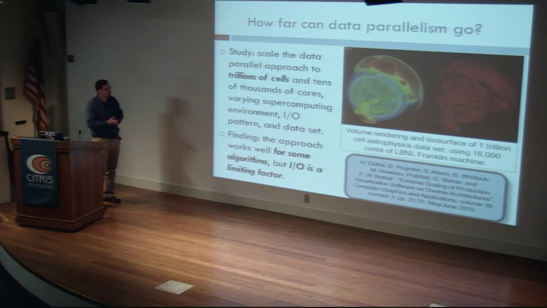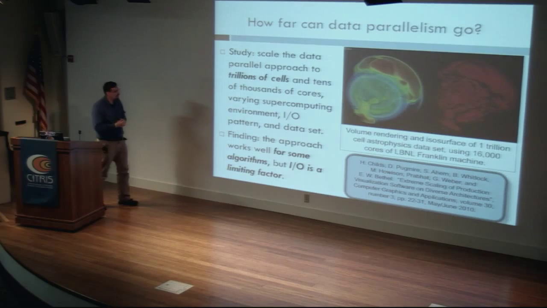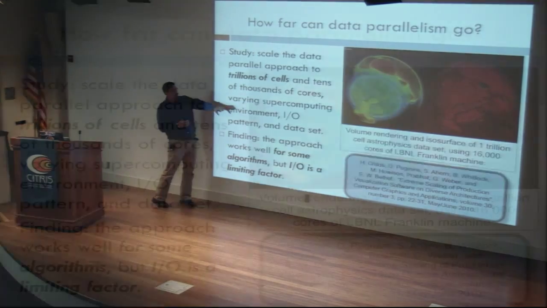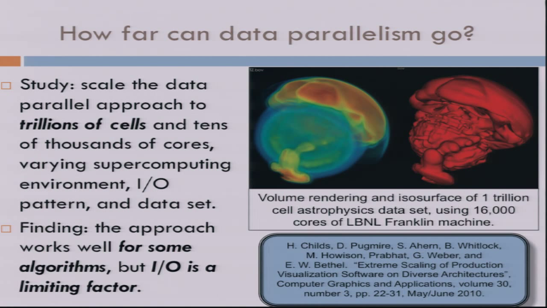So how far can data parallelism go? I led a study a couple years ago where we took some data and upsampled it to what we thought tomorrow's data would look like, which is trillions of cells. We used tens of thousands of cores, and we varied the supercomputing environment, I/O pattern, and data set. We just wanted to better understand what the bottlenecks would be. Is the data parallel approach really going to work on tomorrow's data? We found that it works well for some algorithms and not for others, and it wasn't very surprising that I/O is the part that's not keeping up. I/O is the most expensive part of the visualization pipeline for almost any operation you do.